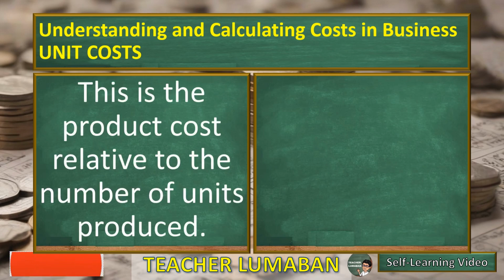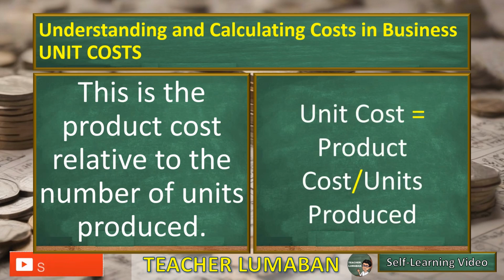Unit cost. This is the product cost relative to the number of units produced. Ito ang halaga ng produkto na nauugnay sa bilang ng mga unit na ginawa. Ang gastos ay maaaring matukoy sa pamamagitan ng paghahati ng mga gastos ng produkto sa mga unit na ginawa. Unit cost equals product cost over units produced.